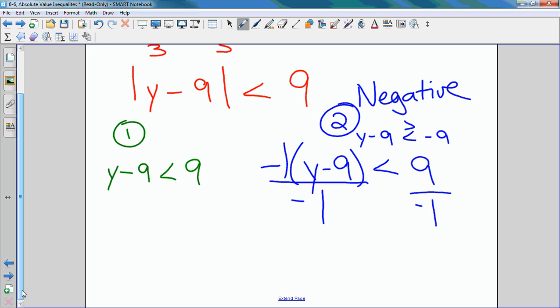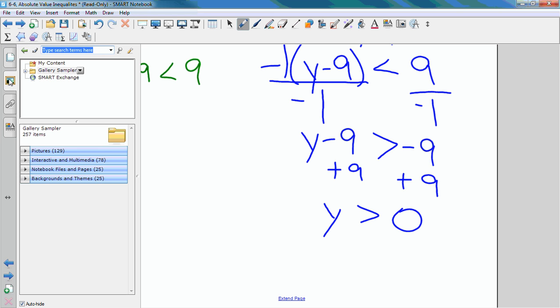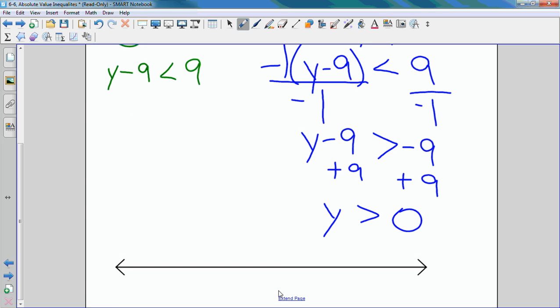So I divide by negative 1, I have to flip the sign, and I get negative 9, so y minus 9, add 9, so y is greater than 0. So if I'm following my steps, I did case 1, I solved each case, make your number line. So it's the same thing, we're just flipping the sign. Oh, I forgot to solve case 1. I forgot to add 9 to both sides. So y is less than 18.